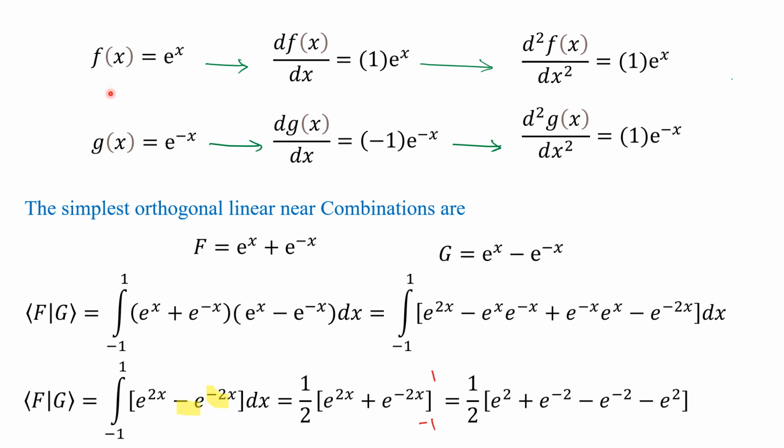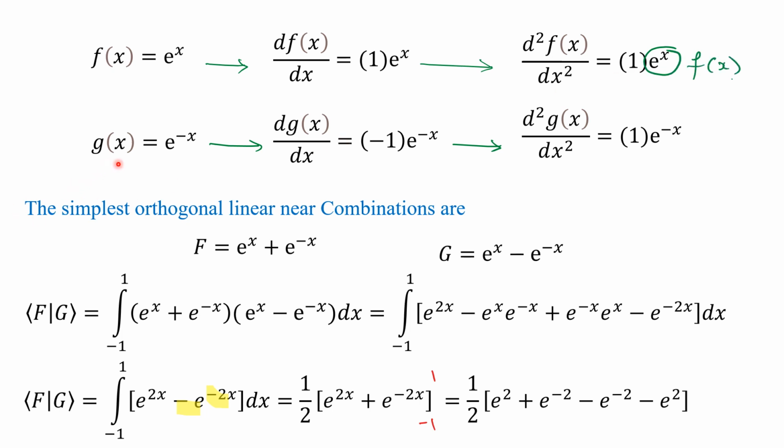Now we will check the orthogonality part of this problem. It is given in the problem that f of x is equal to e power x, which implies that the first order derivative of f of x is equal to e power x. Then if you differentiate x with respect to x, you will get plus 1. If you take the second order derivative, same thing, e power x, again if you differentiate x, you will get 1. So here the value is 1 into e power x, where e power x is f of x in this case.